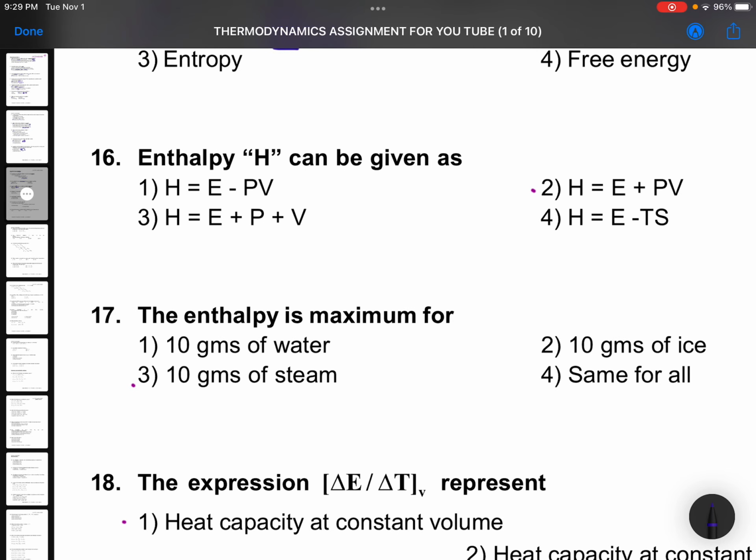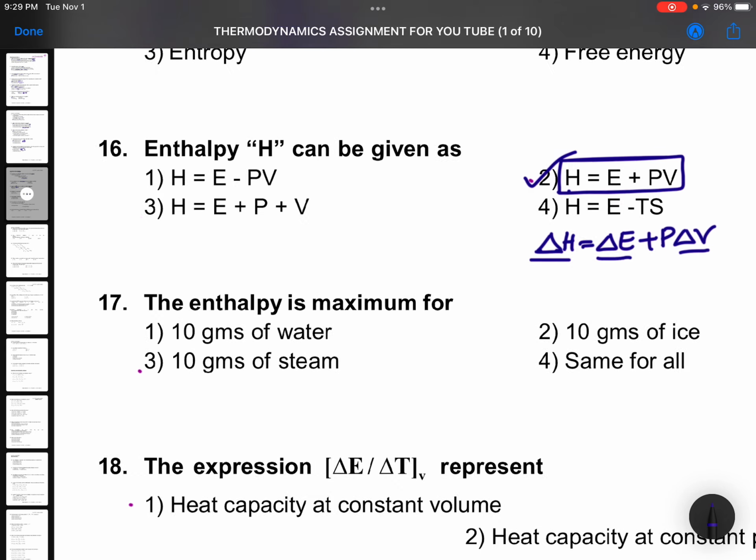Enthalpy H can be given as H is equal to E plus PV. This is the right expression. But you cannot calculate H and E absolutely, so we generally go with delta H is equal to delta E plus P delta V. Okay, that is change in enthalpy, change in internal energy, and change in volume at constant pressure.